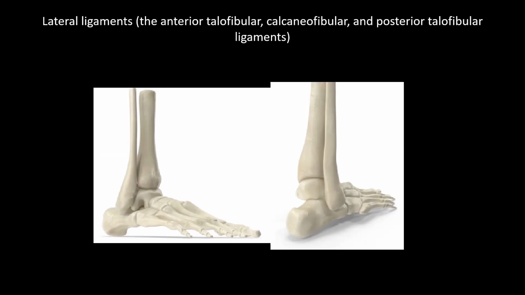Then come the lateral ligaments, which are the anterior talofibular, calcaneofibular, and posterior talofibular ligaments. We'll look at them one by one. What is this ligament? Because it is connecting the fibula with the talus, this is the talofibular ligament and it is anterior. Then we have the posterior talofibular ligament because it is connecting the fibula with the talus. Then we have the calcaneofibular ligament, which connects the fibula with the calcaneus.